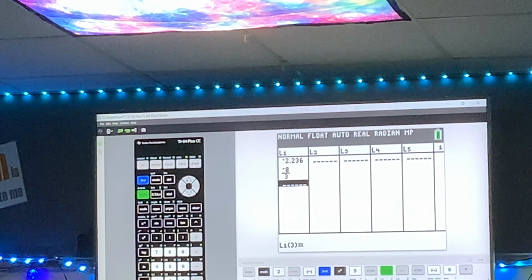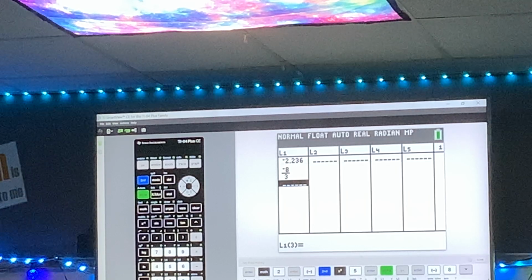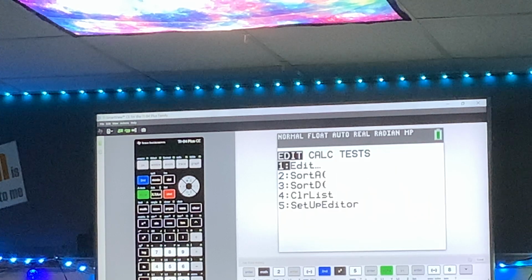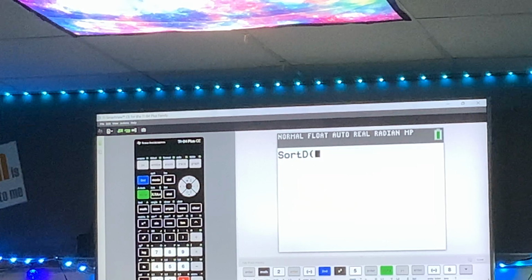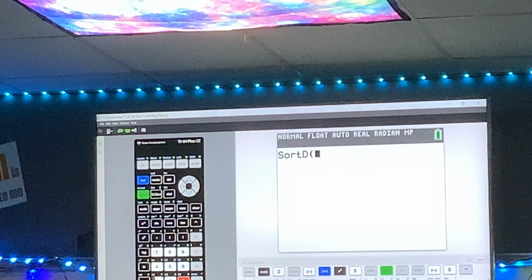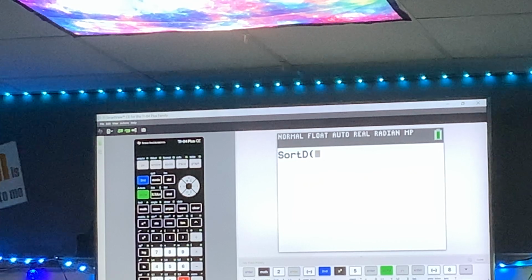Easy to remember. Okay, you are going to hit stat again. You told me we want to descend, so we're going to hit 3. And you should have sort D, because it says we're sorting it, descending. Now, look above your number 1. Do you see it says L1 in blue? Didn't we just put that in list 1? We want it to sort list 1. This is why I tell you always put it in list 1 so you don't have to remember any other keys. So you are going to hit blue 1, enter.